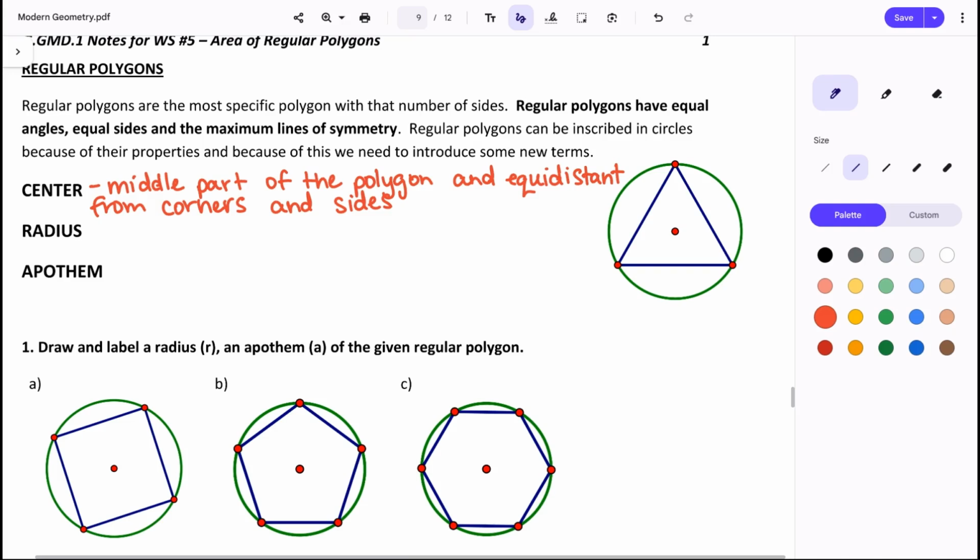Most of the time when we do that, we're thinking about drawing perpendicular lines. So we're going straight to our sides and making a 90-degree angle with that. Okay, then we also have something called a radius. Now again, when we think about a circle, the radius goes from the center to the edge of the circle. When we're talking about a radius on a polygon, we're still going from the center, but you're going to the corner of the polygon. So when it says radius here, we're going to say that this means you're going from center to the corner of the polygon.